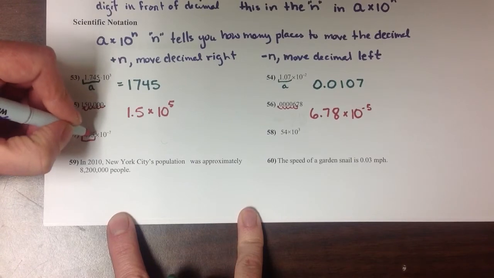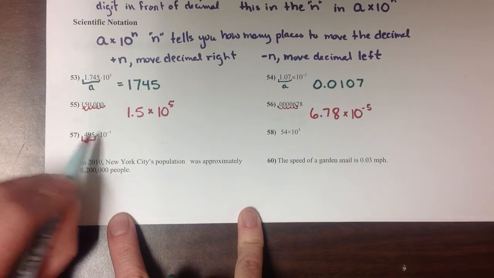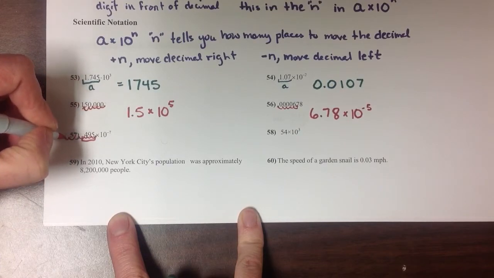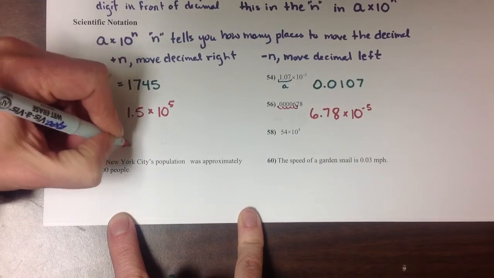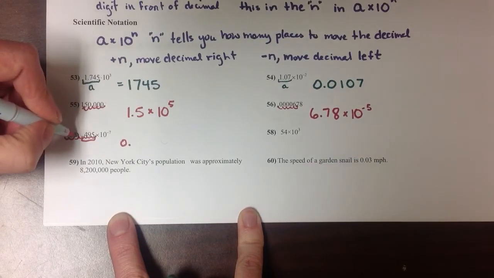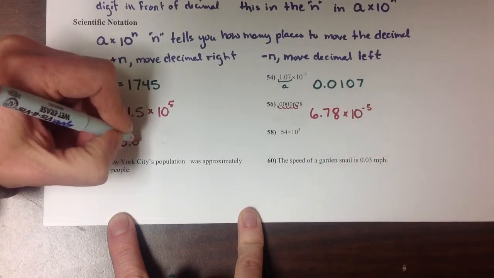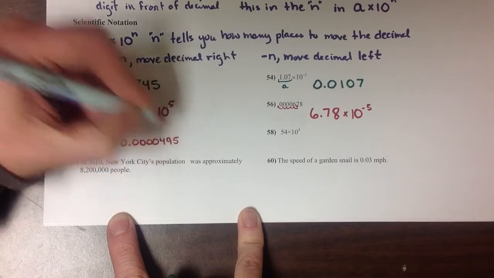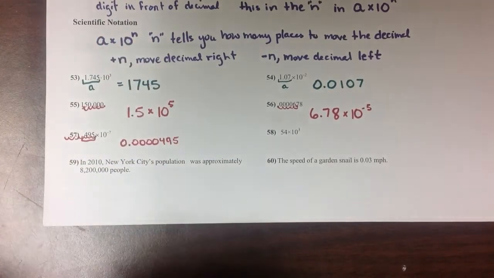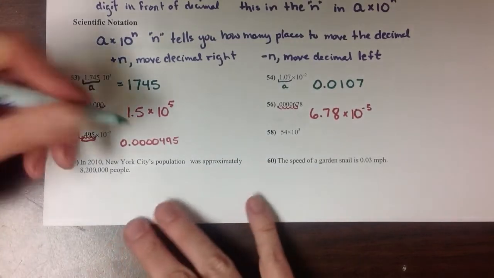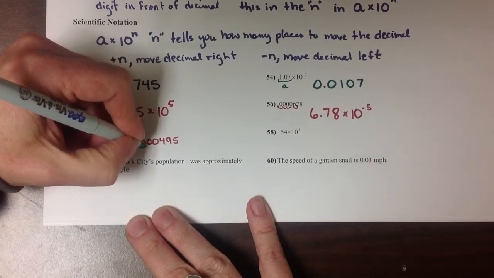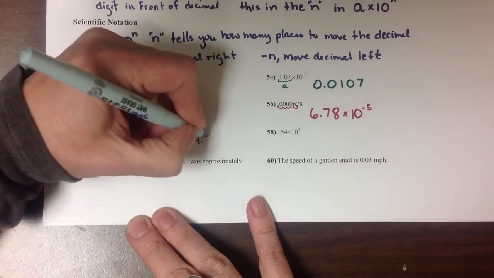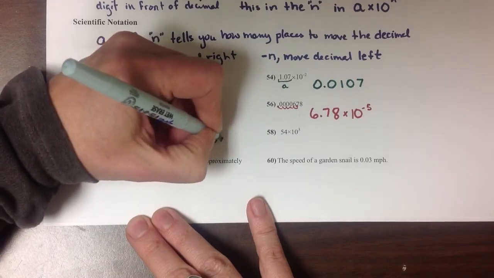So when I move that 7 places to the left, right now it's at the end. 1, 2, 3, 4, 5, 6, 7. This is going to become 1, 2, 3, 4 zeros, 495. And then when I go to turn that back into scientific notation, 1, 2, 3, 4, 5 places is all it should have moved.